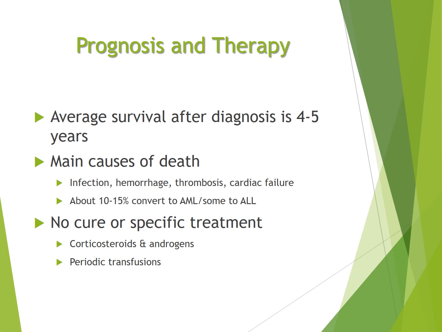The average survival after diagnosis is about 4 to 5 years, and the main causes of death include infection, hemorrhage, thrombosis, and cardiac failure. Now, some of these conditions can also convert to AML or sometimes ALL. There is no cure or specific treatment, but corticosteroids and androgens have been thought to be a supportive measure.